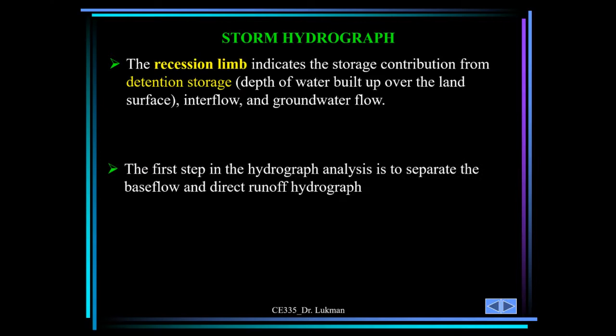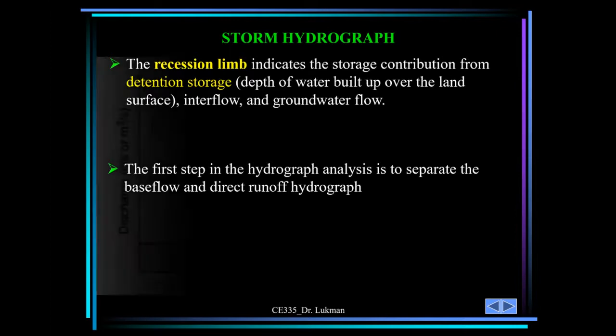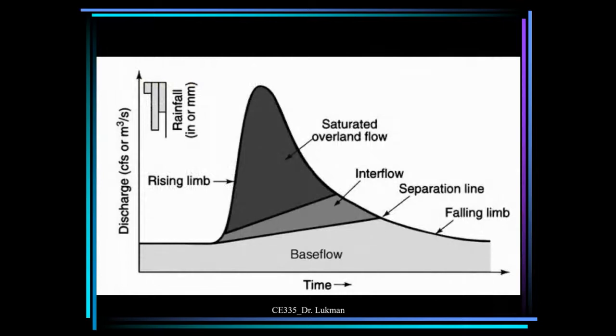The first step in the hydrograph analysis is to separate the base flow and direct runoff hydrograph. And how do you do that? You do it this way. You have the discharge hydrograph. You have the rising limb, the crest, and then the recession limb. When you join the points here, this is the separation line. This is the base flow.